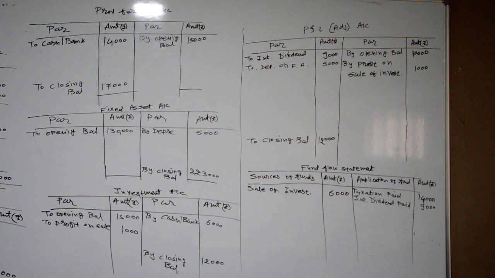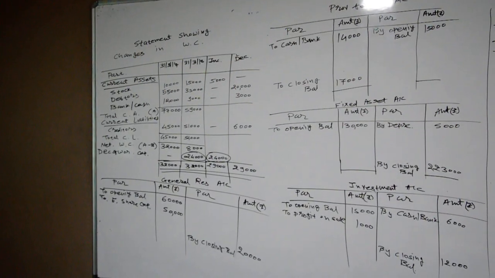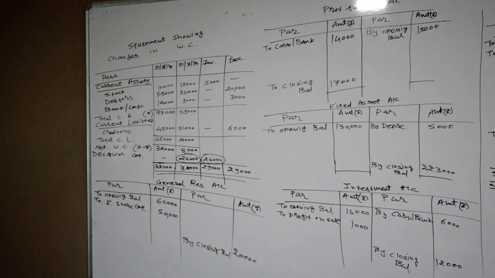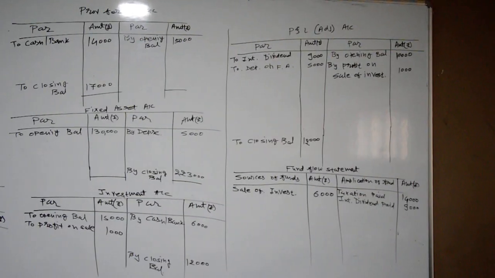Then if you check the second item, which is general reserve, the general reserve balance is rupees 60,000 and 20,000. So there is no adjustment required for general reserve. Then P&L adjustment account, we have already prepared our P&L adjustment account.